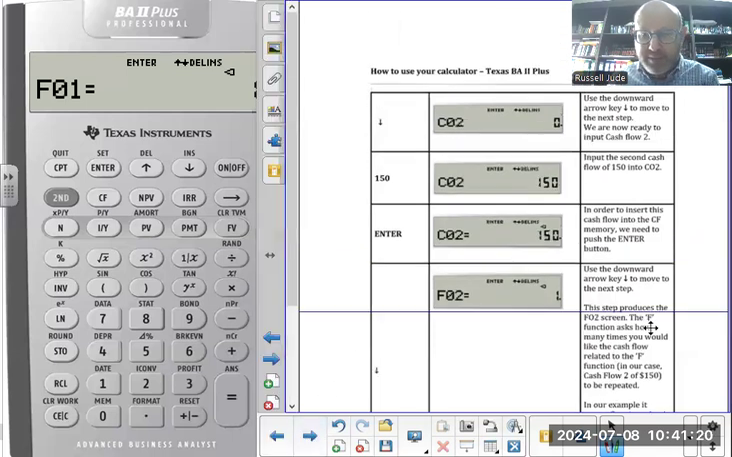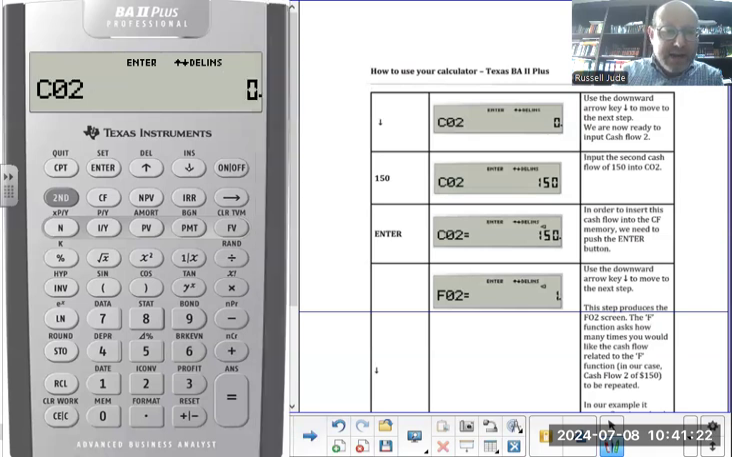Okay, let's go over my page over there. We arrow down and now we come to C02. C02, not oxygen, stands for cash flow number 2. And we know cash flow number 2 is $150. Put that into your calculators. And again, guys, please don't forget to push the enter button. Enter. That cash flow is now in the memory banks.